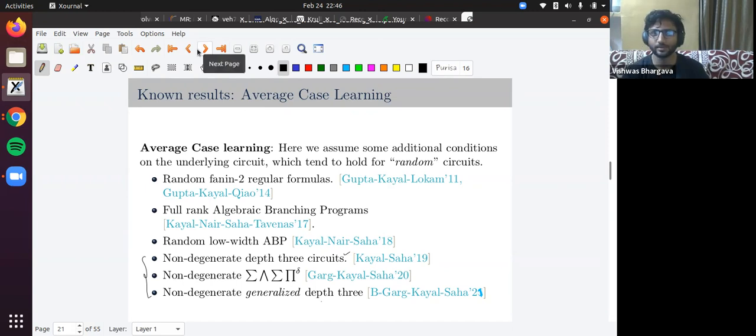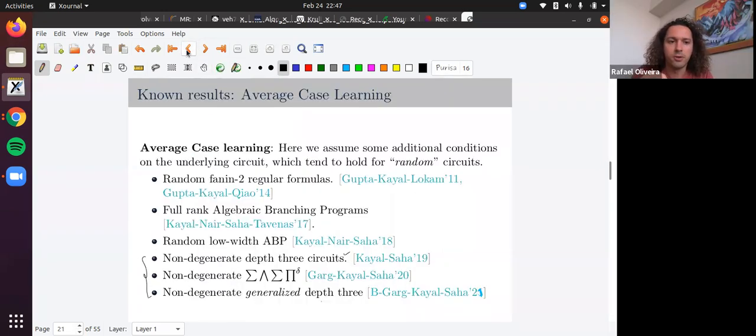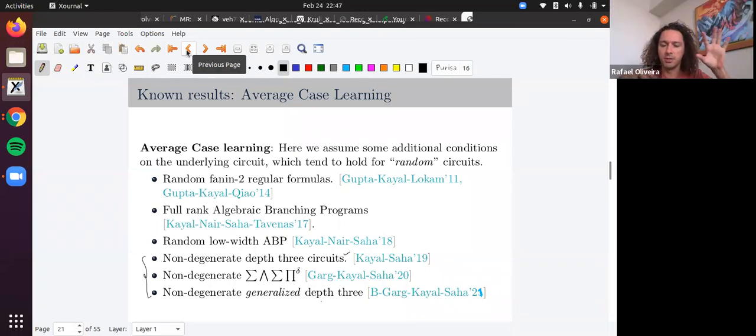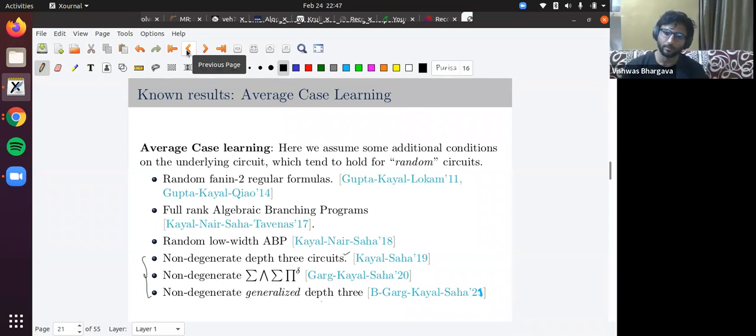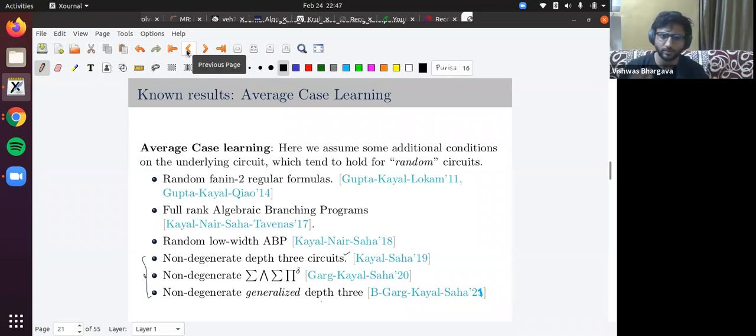So these are the results we know for average case learning. Oh, sorry, yeah, Vishwas, right. Just for the audience, when we mean non-degenerate here, if you're in computer science, you can think that this is something that holds for a random circuit of that form. Right, so non-degenerate here just means there's this very special set of measure zero, if you will, that it won't hold for those circuits. So the degenerate circuits are actually very rare.